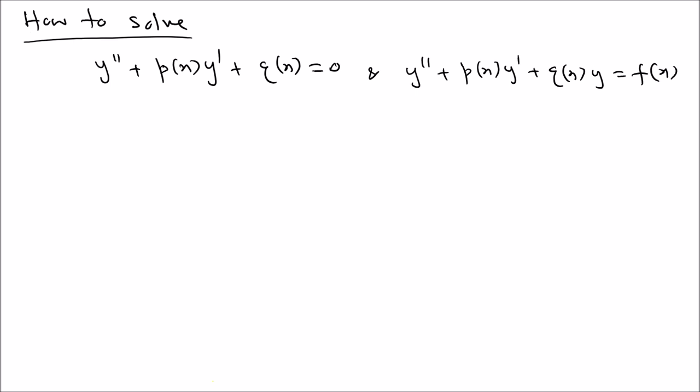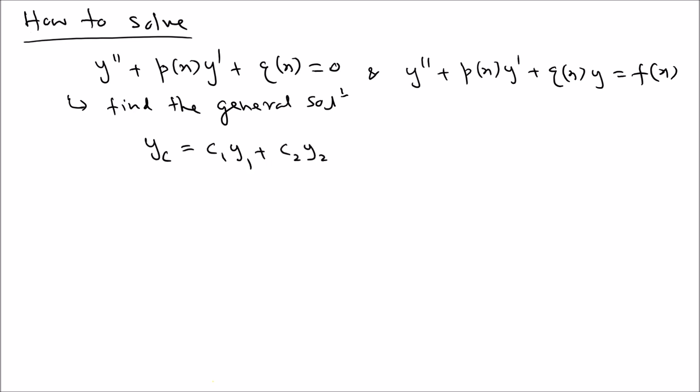From the first one, the homogeneous equation, we're going to find the general solution. We can write this general solution as what we call the complementary solution, yc. The general solution of this one has the form c1 y1 plus c2 y2 for two solutions. That's why I put a c here: complementary solution.